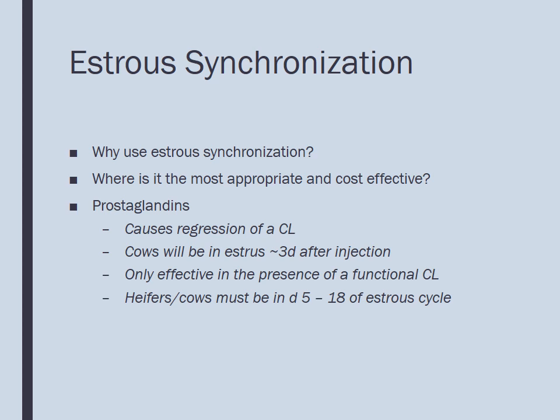So cows have to be between days 5 and 18 of their estrus cycle. And you say, well, she doesn't tell me, so how do I know? You're really not going to know unless you've really watched them very, very closely and carefully to know when the last estrus cycle was. That's a way to synchronize.